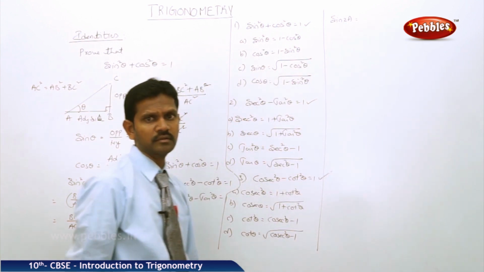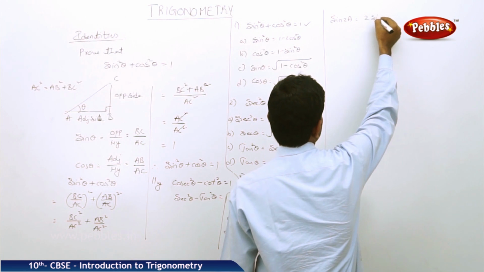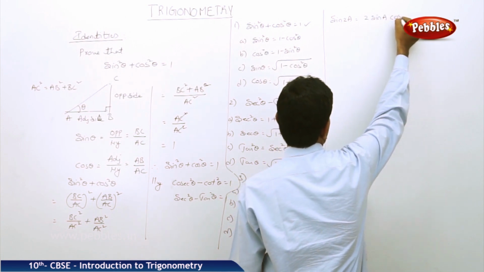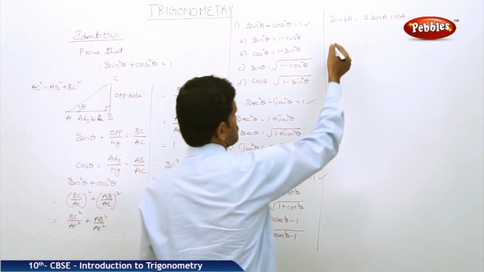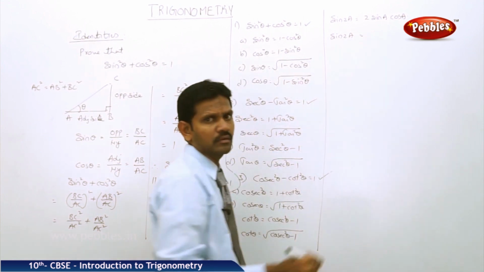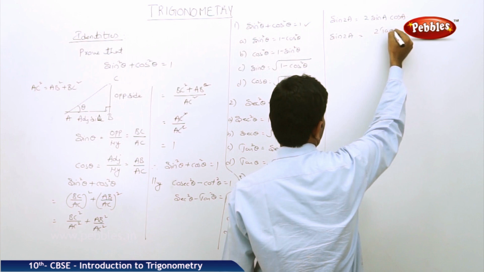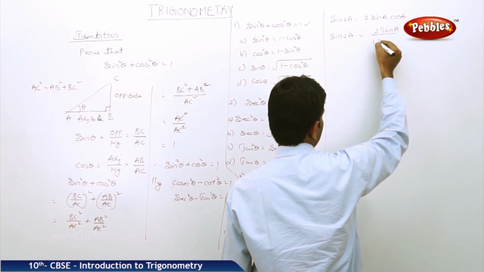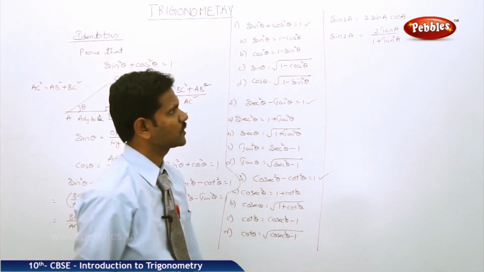Sin 2a is equal to 2 sin a into cos a. Next, sin 2a, one more formula, 2 tan a by 1 plus tan square a.